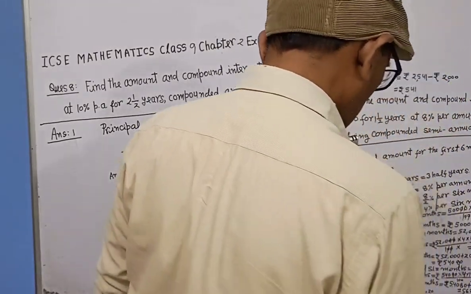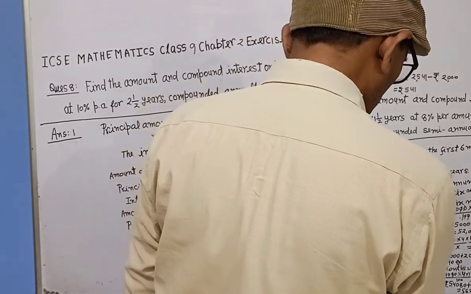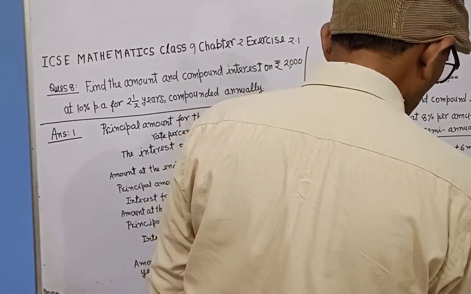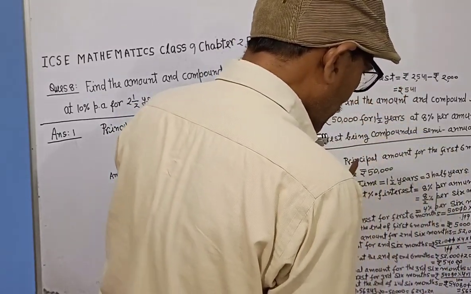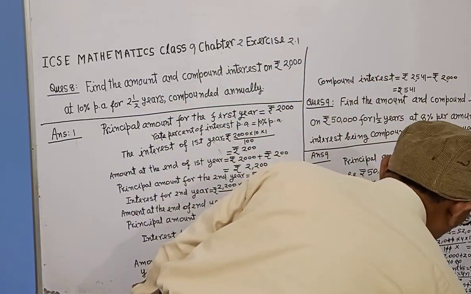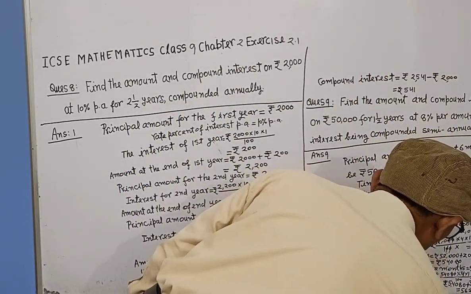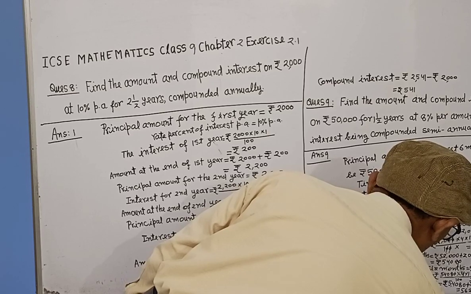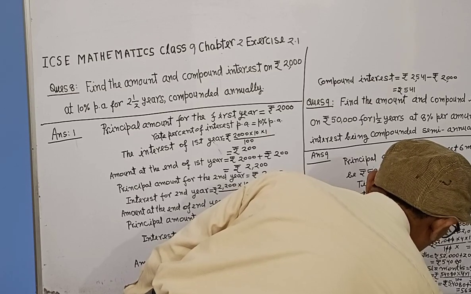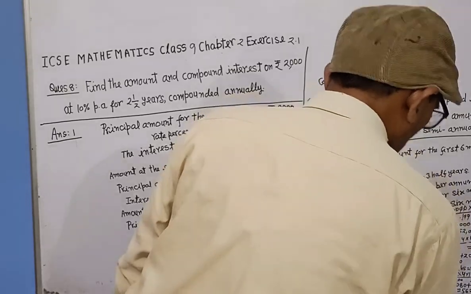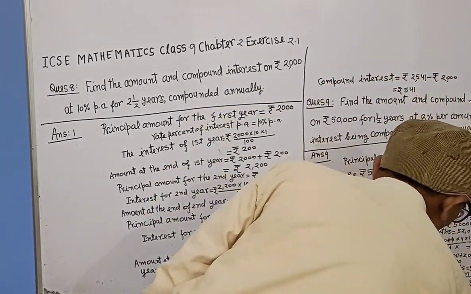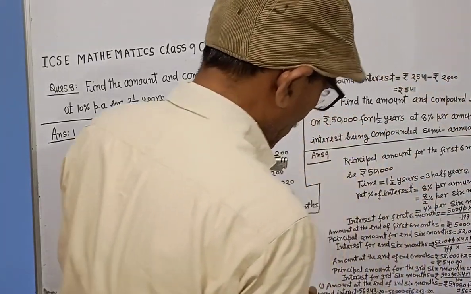Compound interest equals 56,243.20 minus 50,000, which is equal to rupees 6,243.20. That's all.